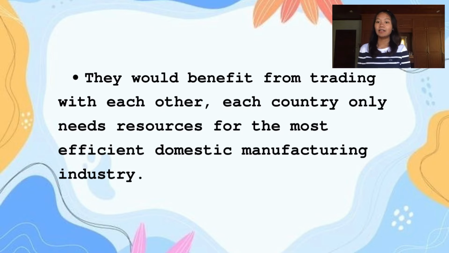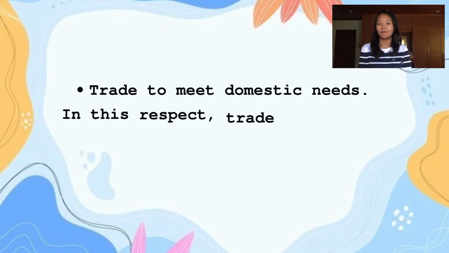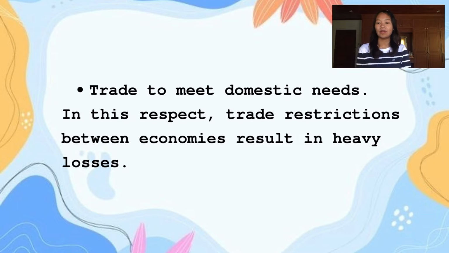Each country only needs to use its resources for the domestic manufacturing industry as efficiently as possible and then trade to meet domestic demand. In this respect, trade restriction between economies results. However, trade barriers are becoming common throughout the world because the government has a deterrent attitude toward its economy, while the country as a whole tends to profit from free trade.